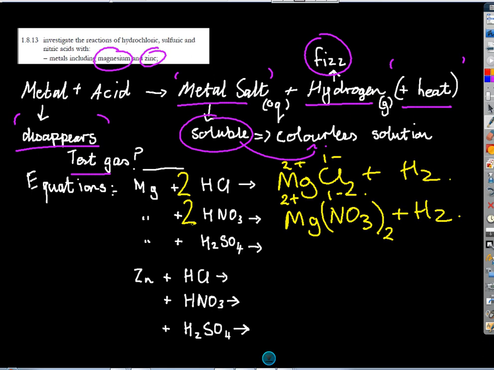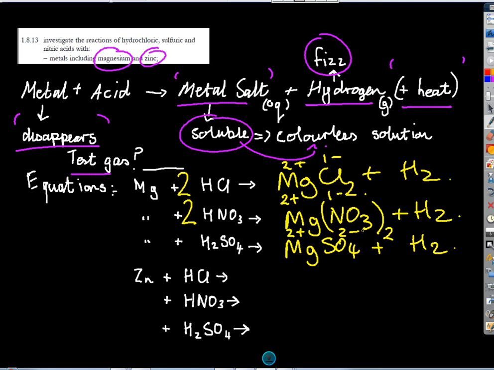Magnesium with sulfuric acid, well this time we get a sulfate, which is magnesium sulfate of course, MgSO4, and we get hydrogen gas as we always do with a metal and an acid, and that one self-balances very kindly, so that makes life a little bit easier for us. Magnesium is of course 2 plus, and sulfate is 2 minus, so the numbers cancel.